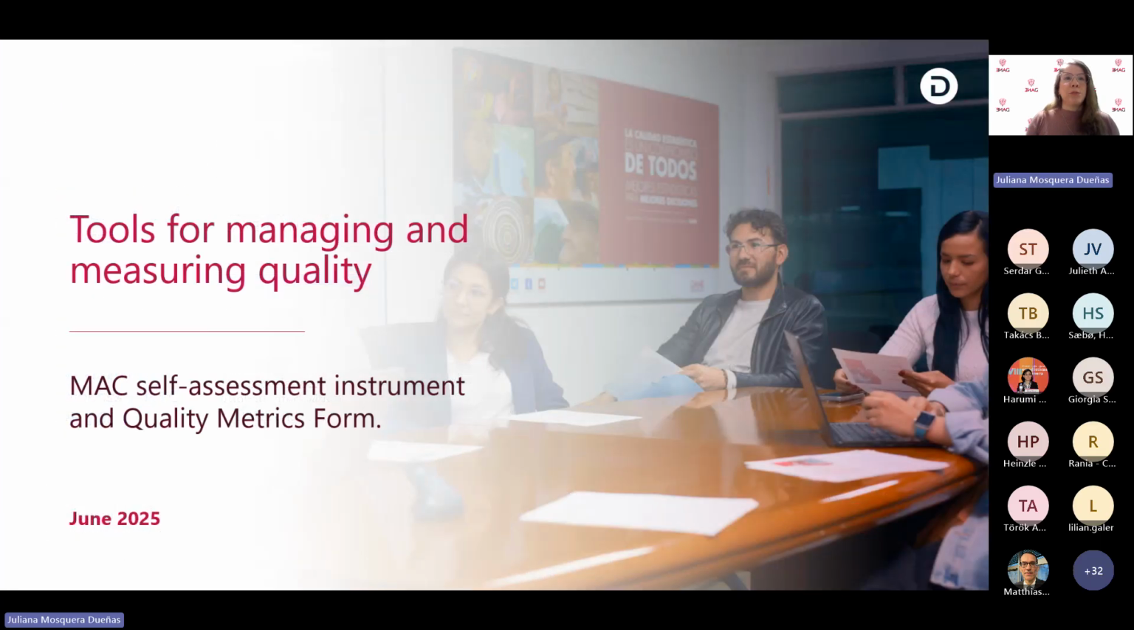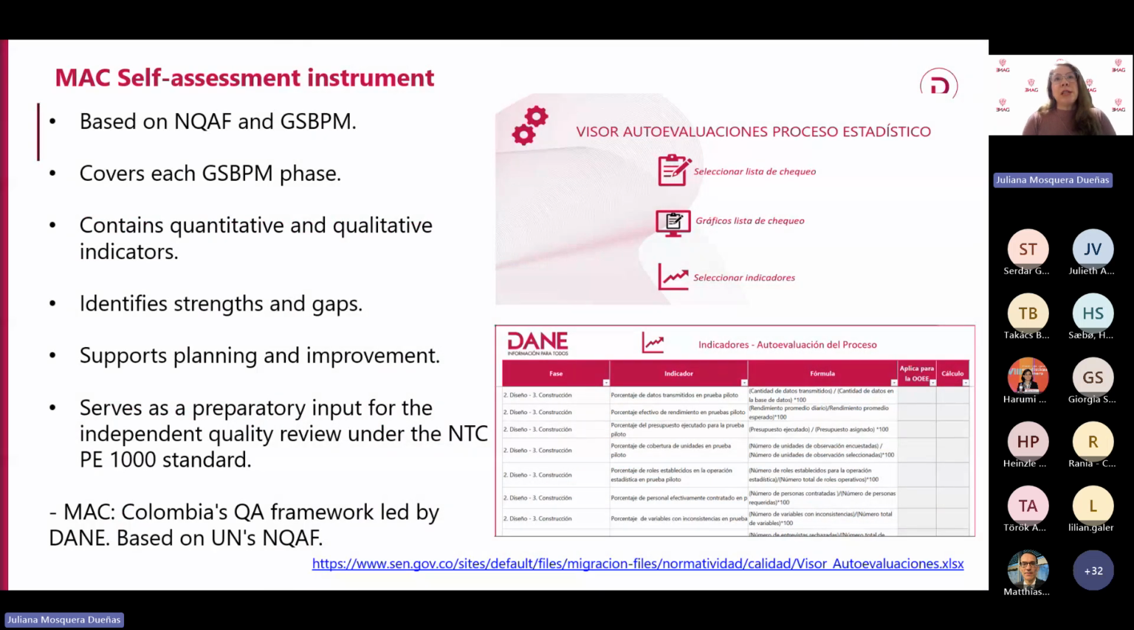The tools I just mentioned for managing and measuring quality: we have 2 of them. The first is the MAC self-assessment instrument. This is based on NQF and GSBPM. MAC is Colombia's quality assessment framework, and DANE leads this framework. We created one of these instruments to implement this quality framework, and this is the MAC self-assessment instrument. It covers each GSBPM phase, and as you can see here, although the form is a little small, you have a column with the phase of the GSBPM.